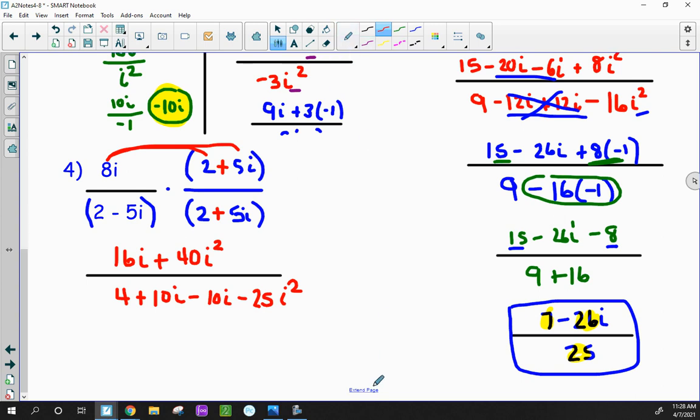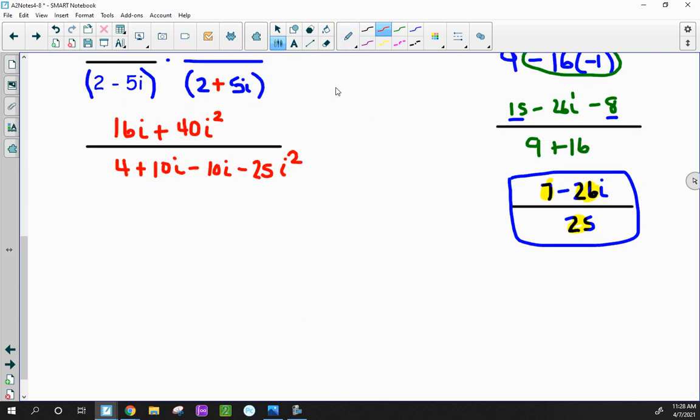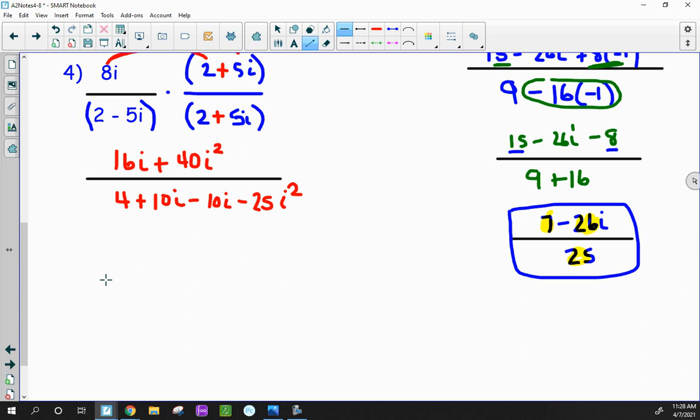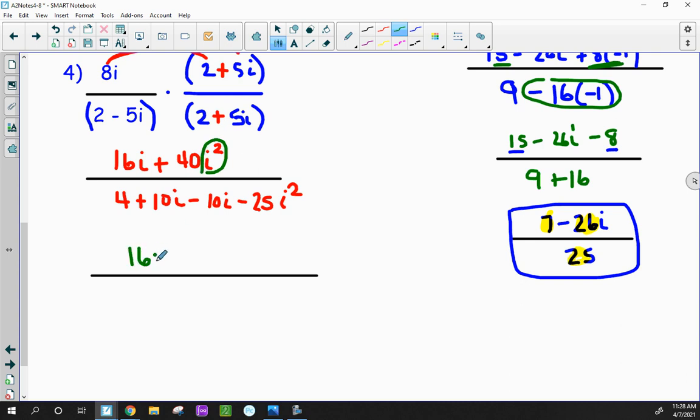All right, next step. We'll bring our division bar down to separate it. Our i's go back to the top. We notice an i squared popping up, so we're going to change that over. We're going to drop the 16i down, plus 40, i squared changes to negative 1.